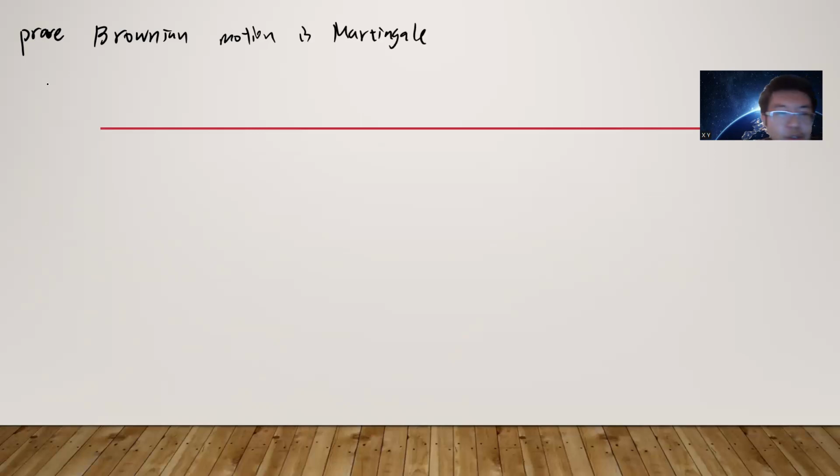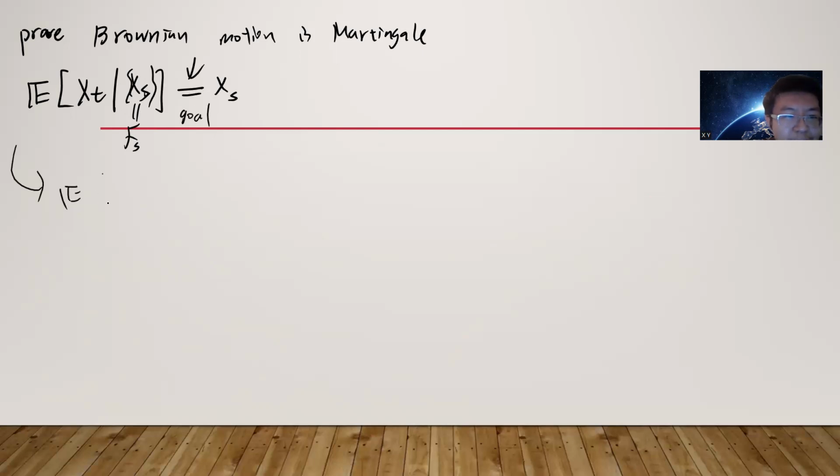This proof is trivial. What you want to prove is that the expectation value of X_t given F_s equals X_s. Let's say you know all these s; sometimes we define F_s, and this is called the filtration. Basically you already know everything up to some time s. This is the goal. So simply, you write it as the expectation of X_t minus X_s given F_s, plus the expectation of X_s given F_s.